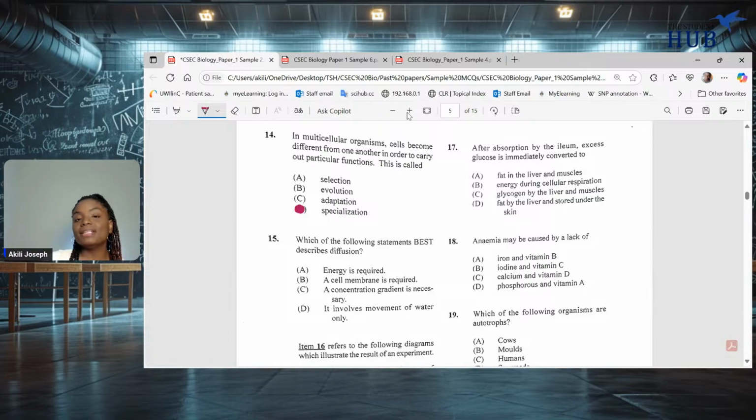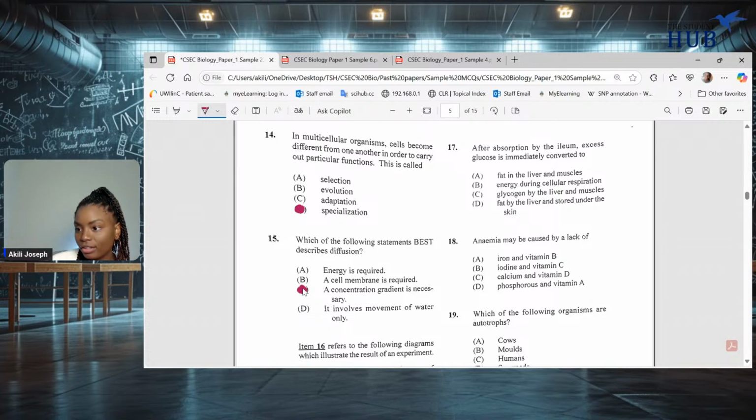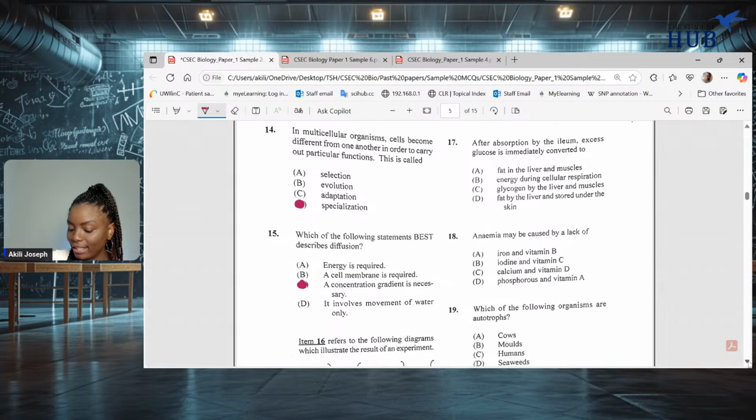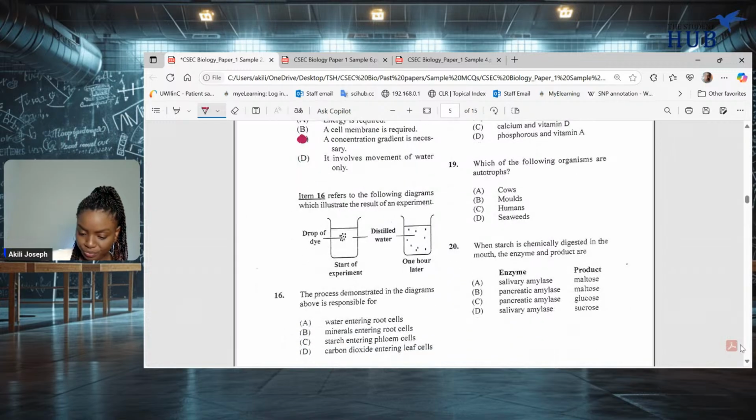It's going to be C, right? Diffusion does not require a semi-permeable membrane, but a concentration gradient. It's always high to low, or down a concentration gradient. So that is going to be the main requirement.